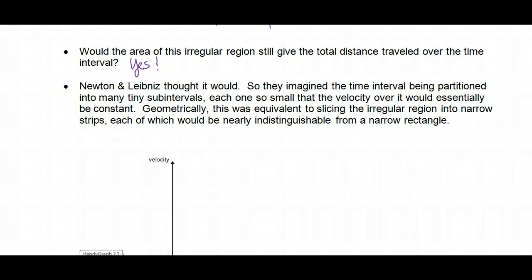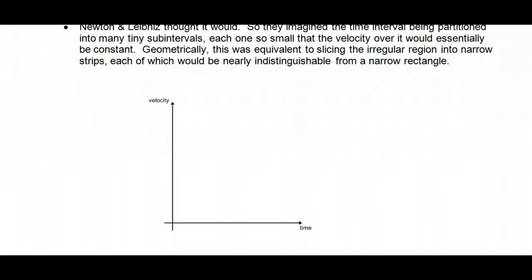Okay, so Newton and Leibniz also agreed that the area under the curve will represent the total distance traveled. So what we're going to do is take that region.